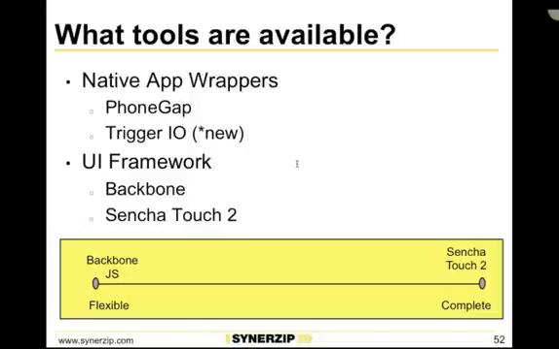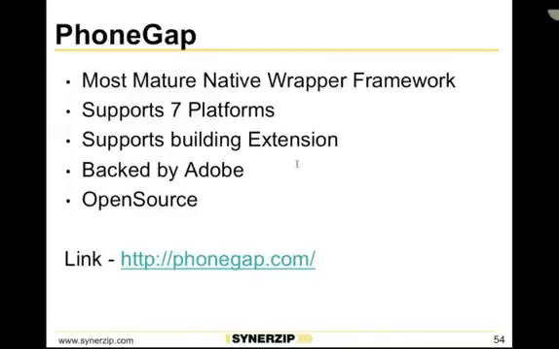For native app wrappers, you have PhoneGap and you have Trigger.io. We'll talk about them. For UI framework, you have Backbone and Sencha Touch 2. Now there are many options in the case of UI frameworks. There's jQuery Touch, there's jQuery Mobile. There are so many frameworks. The reason I'm talking about Backbone and Sencha Touch is because they're at extreme ends. Backbone is very flexible. Sencha Touch is inflexible, and it's more complete.